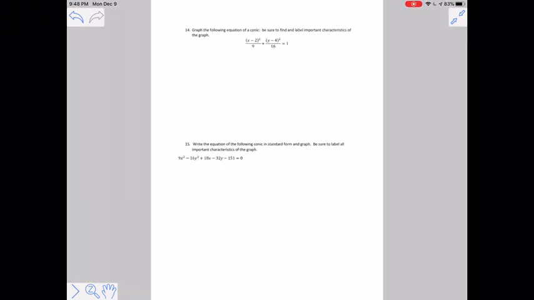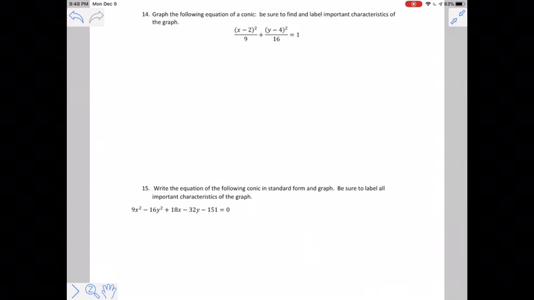Now 14 and 15, these were from chapter 6, conic sections. That equation there is in standard form already. This one is the general form. So you need to be familiar and comfortable determining what conic section we're dealing with in both standard or general form, and also graphing. It's a little easier when it's already in standard form. This, because of the plus sign there, and we have both variables being squared, y and x, is an ellipse.